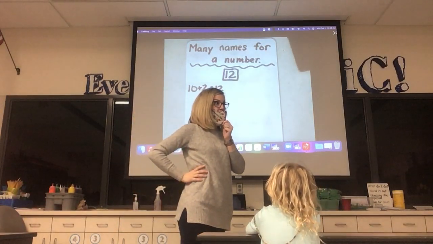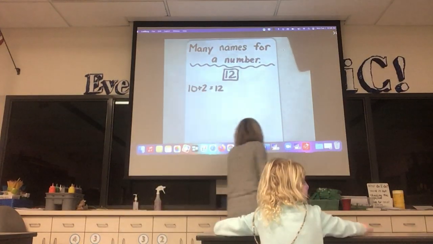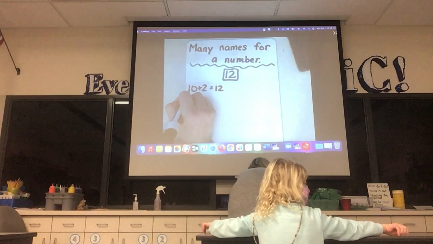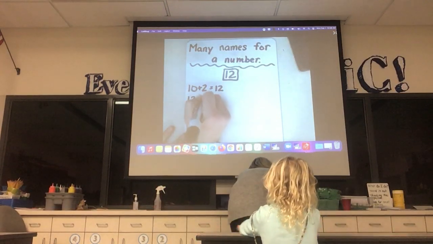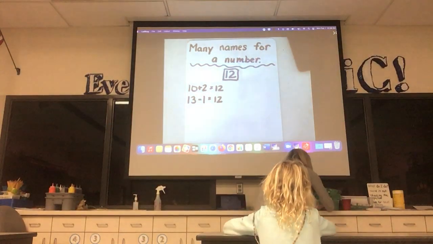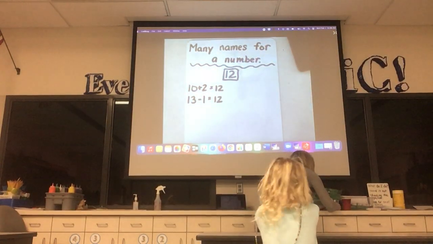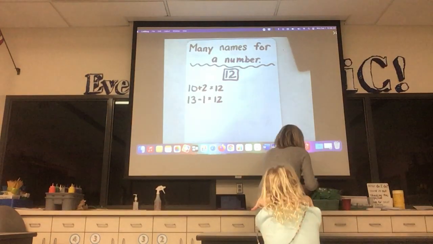Willow? 13 minus 1. Oh, Willow's going to throw in a minus for us. So she says 13 minus 1 equals 12. So subtraction is another way we can make the number 12.